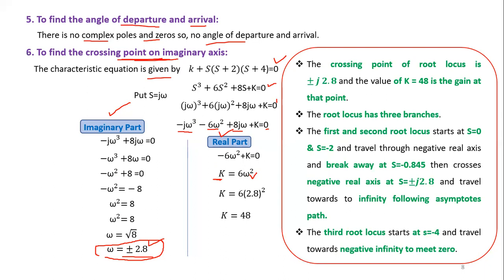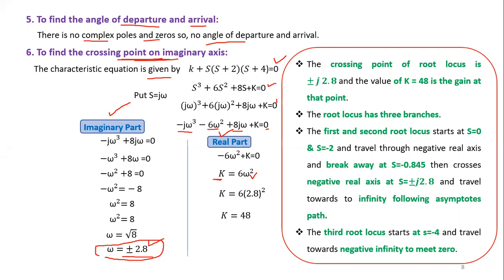Here you need to identify the K value at the imaginary axis crossing point. Why check at the imaginary axis crossing point? Before crossing, the poles are on the left half of the S-plane. Once it crosses, it enters the right half of the S-plane. Once the poles move towards the right half of the S-plane, the system will be unstable. So up to the K value on the imaginary axis, the system will be stable.